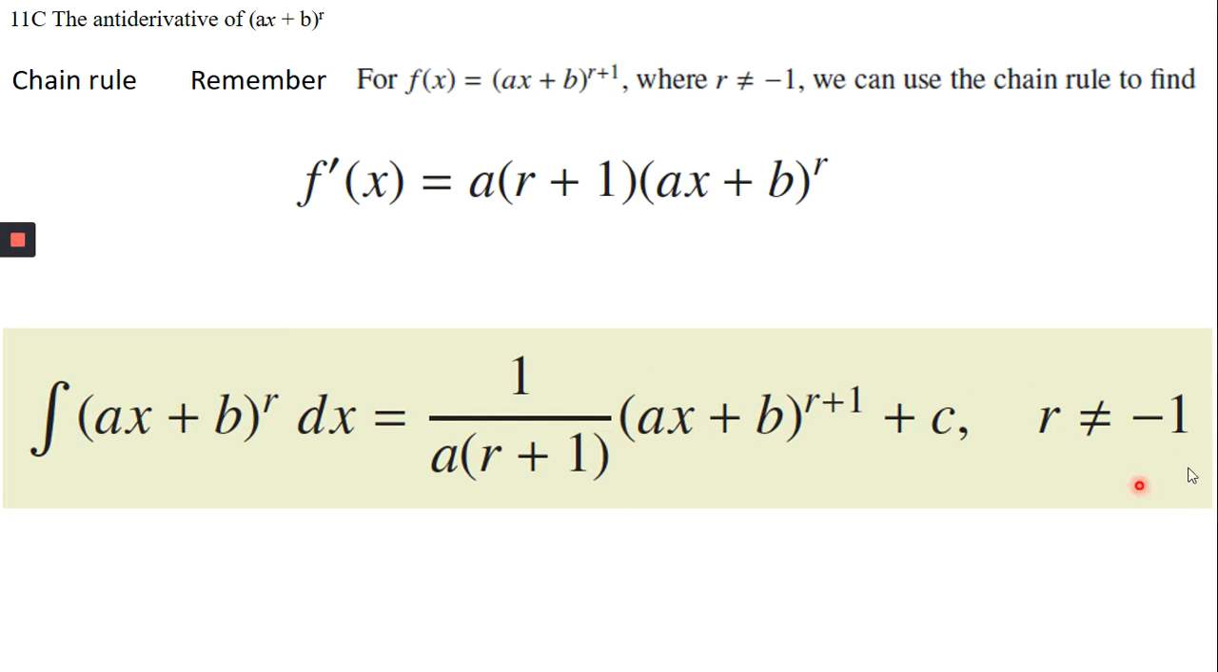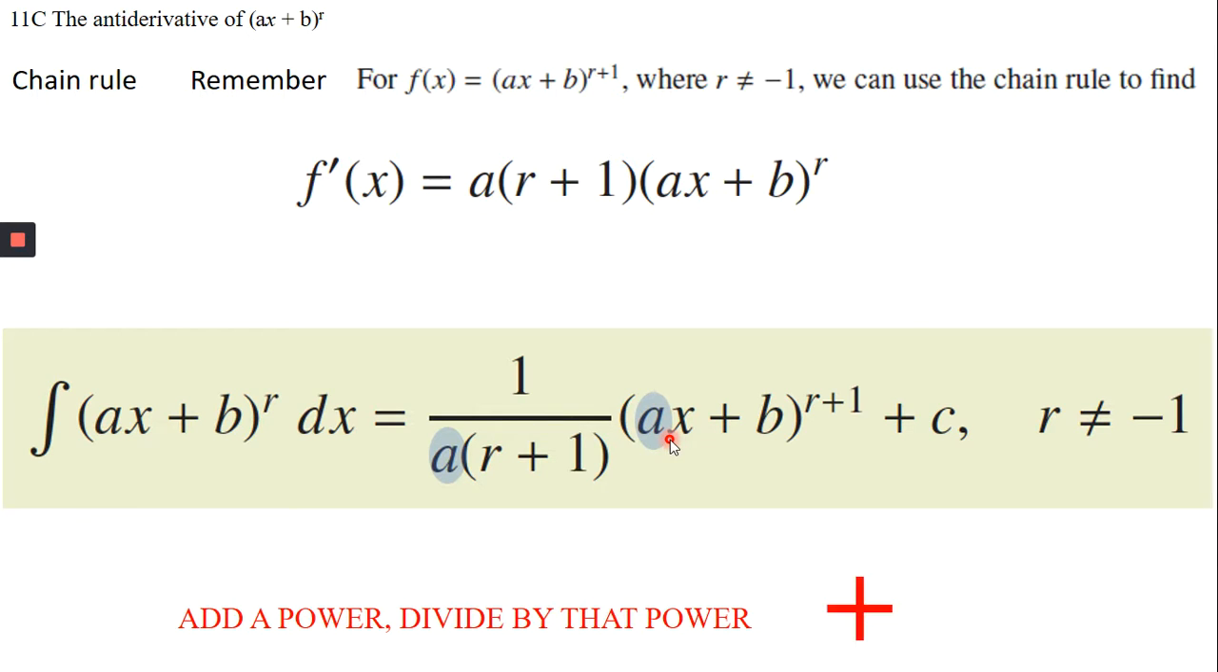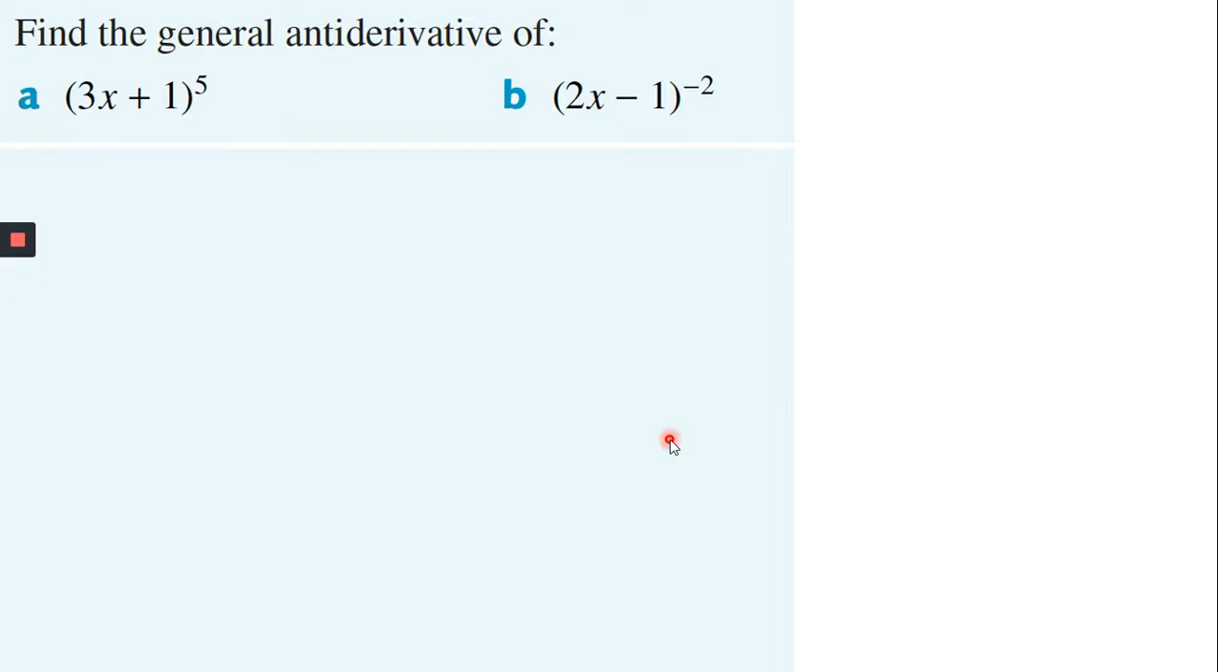And again, we can keep saying r can't equal -1. Take care, because the a there, so there's going to be a number here that could be a 7x or a 5x or a minus, will go down to the bottom. Apart from that, it's fairly self-explanatory. Just something you've got to know. Add a power, divide by that power.